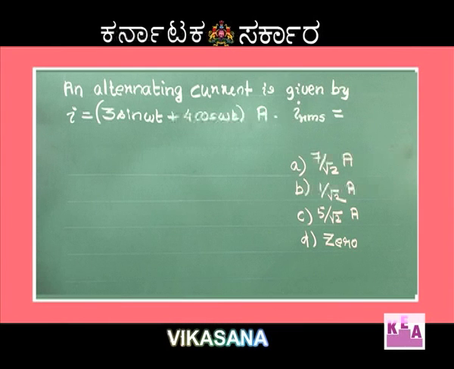Dear student, now we are going to see another question from the chapter on alternating currents. An alternating current is given by the equation I is equal to 3 sin omega t plus 4 cos omega t ampere. Then the RMS value of the current will be.